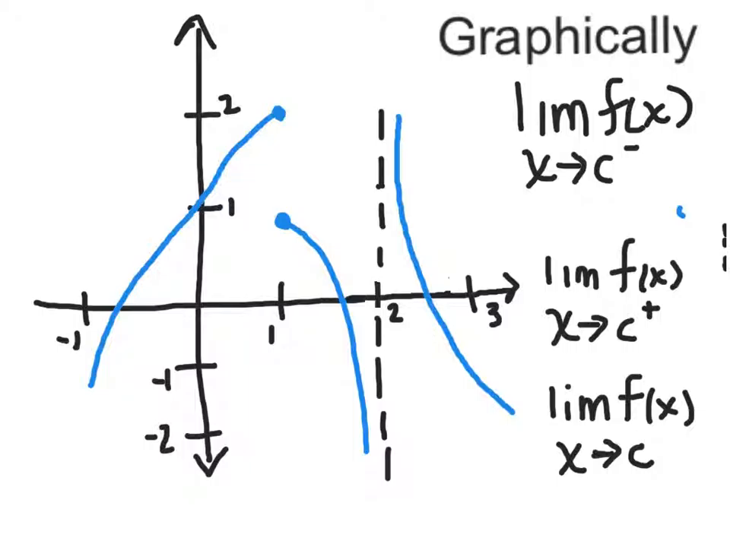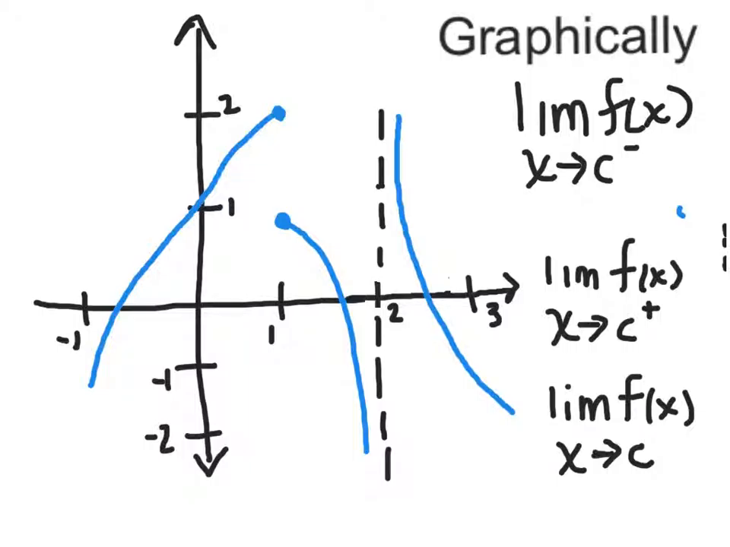There's two main rules that you have to worry about, and that is when the behavior differs from left and from right. So when you look at left and you look at right, if the limits do not agree, then the limit does not exist at x approaching c. When you look at the graph and there's unbounded behavior, that is, the graph is going off into infinity as it's approaching your value of c, then the limit also does not exist.